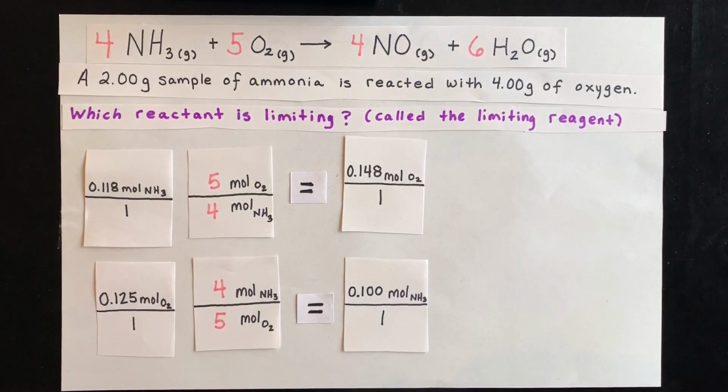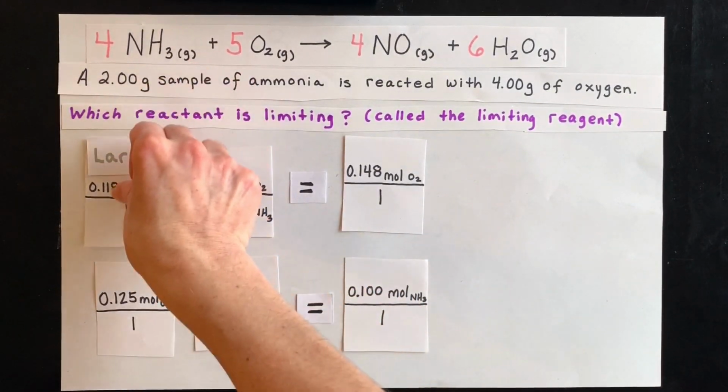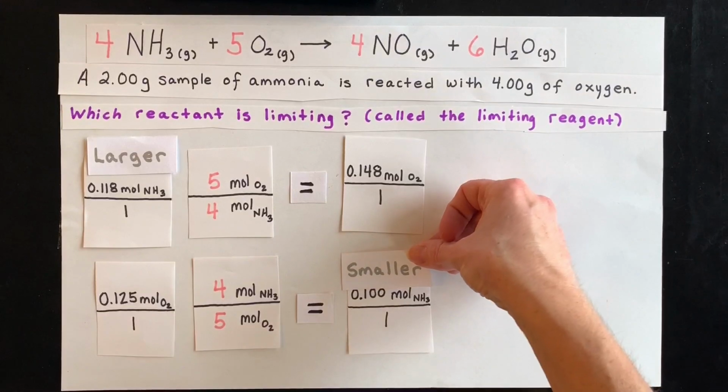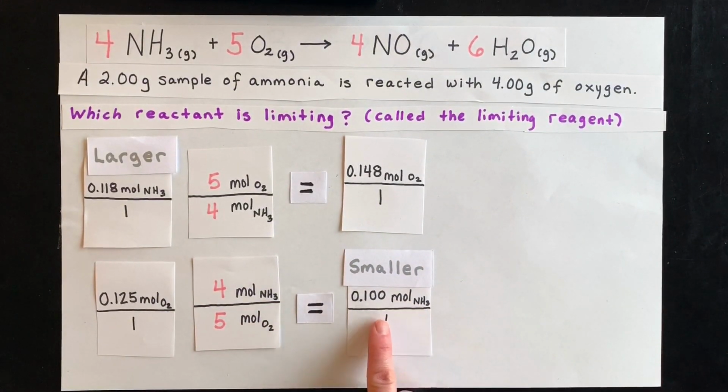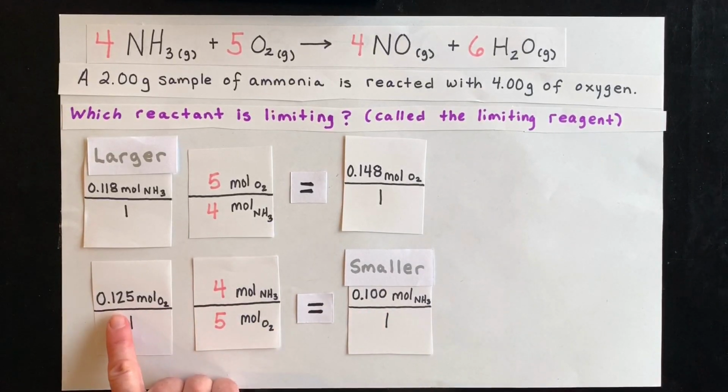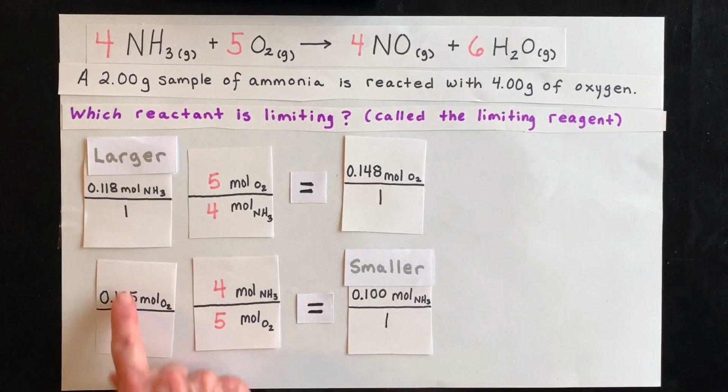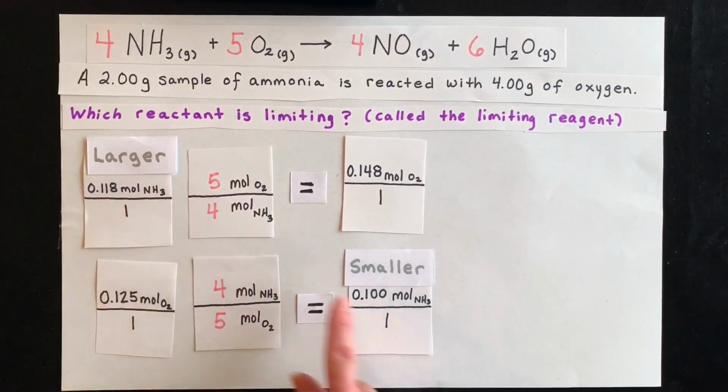If your prediction was that this number is larger, which it definitely is compared to this number, which is smaller, what you'd read that as is this is the amount of ammonia that we would need to react all of this oxygen away. And we definitely have more than that number.